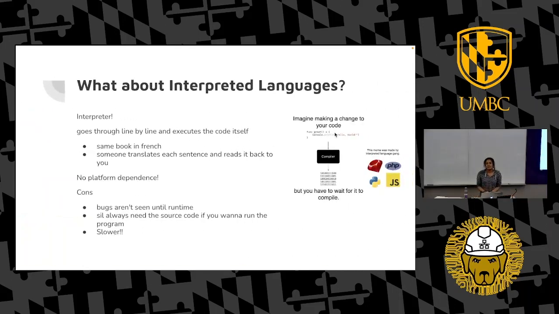Next up are the interpreted languages. Instead of a compiler, they have an interpreter. Essentially, they go through line by line and execute the code itself instead of directly handing it off to the machine. The best way that I could describe it, and I don't know how well this example goes, but say you have that same book in French, but instead of someone translating the whole thing and then giving it to you, they just translate it line by line as you read each sentence. And that's sort of how interpreted languages work.